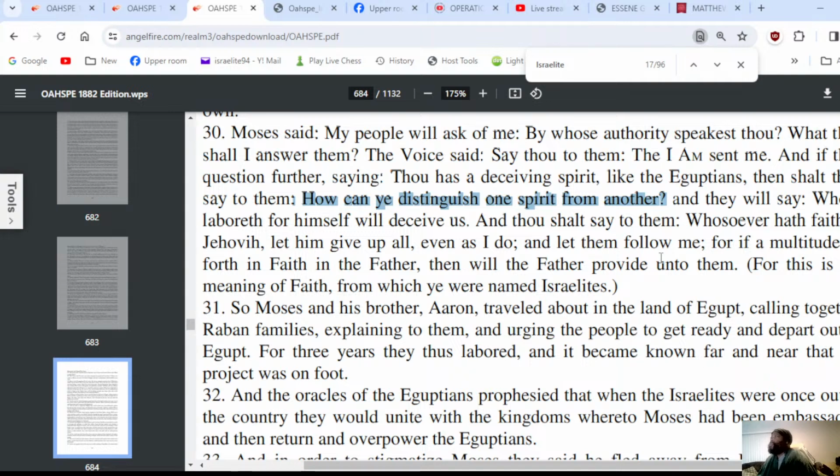We're being called to a decision, and we can't get away from it. We cannot get away from it. How can you distinguish one spirit from another? The reason why I'm reading this is because I was looking for a good OAHSPE definition about the Israelites.